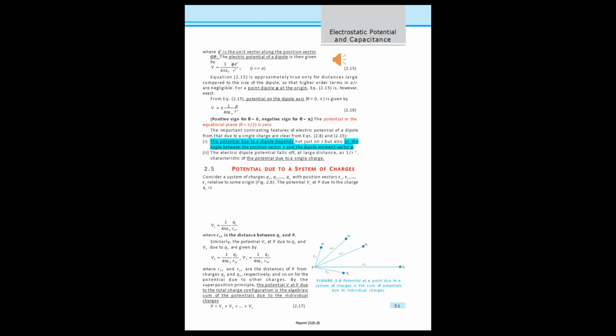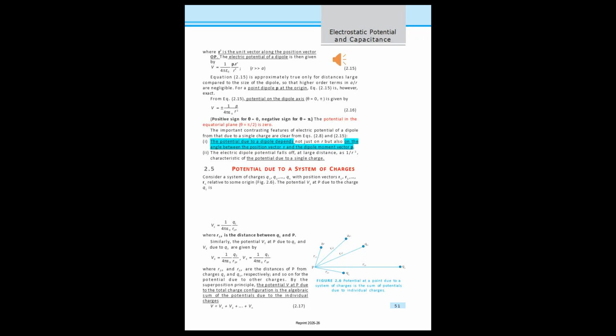Equation 2.15 is approximately true only for distances large compared to the size of the dipole, so the higher order terms in a by r are negligible. For a point dipole p at the origin, equation 2.15 is, however, exact. From equation 2.15, potential on the dipole axis, theta equals 0, pi, is given by the equation 2.16. Positive sign for theta equals 0, negative sign for theta equals pi. The potential in the equatorial plane, theta equals pi by 2, is 0.